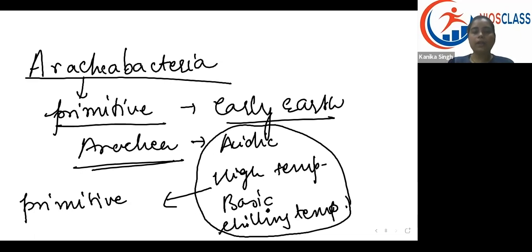So it was said that during the initial condition, there was no oxygen over there. There was no oxygen over there. So at that time, the atmosphere, we call it a reducing type of atmosphere because of the hydrogen abundance.